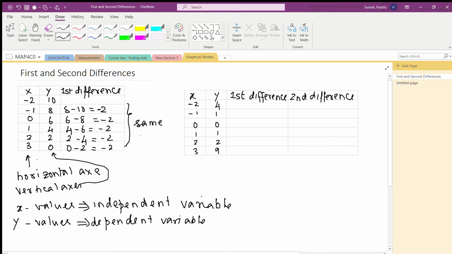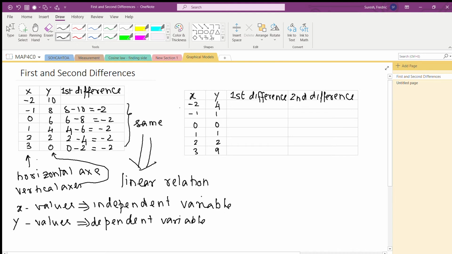And when the numbers are the same in the first difference, we say this table of values is a linear relation. That means if you take these numbers that you have in the table of values and plot them, you will get a line. So that is linear, and as you can see, the word line is there in the word linear. So first difference is the same, you get linear.